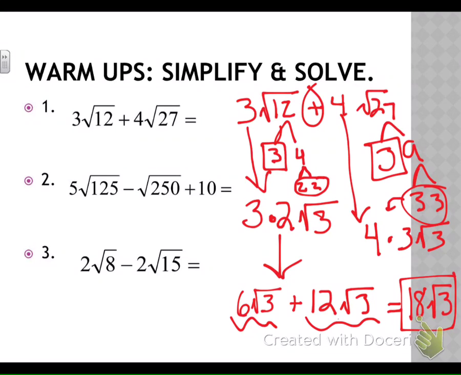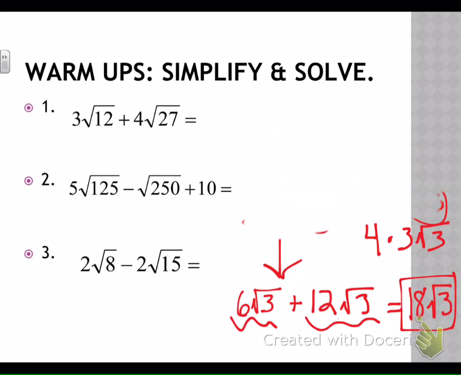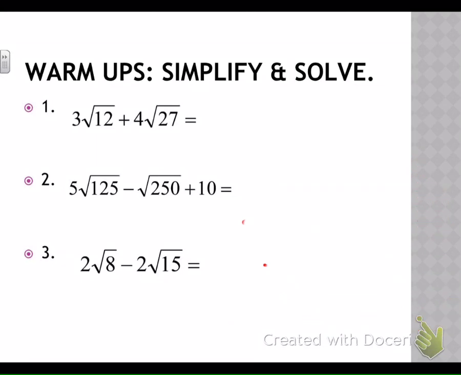Alright, let's erase all this. Let's do our next one. So 5 root 125 minus root 250 plus 10.